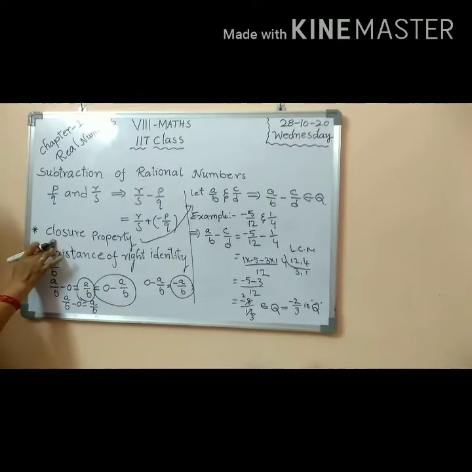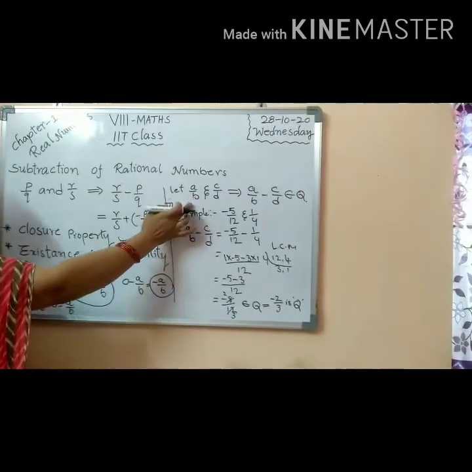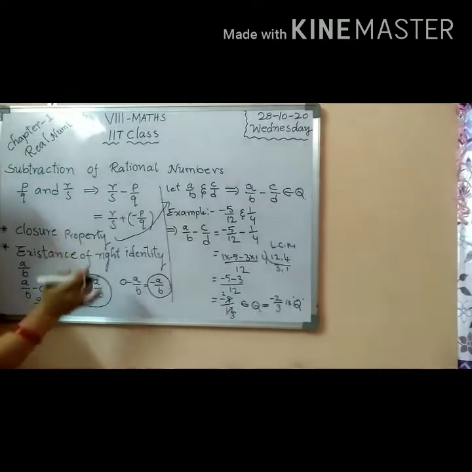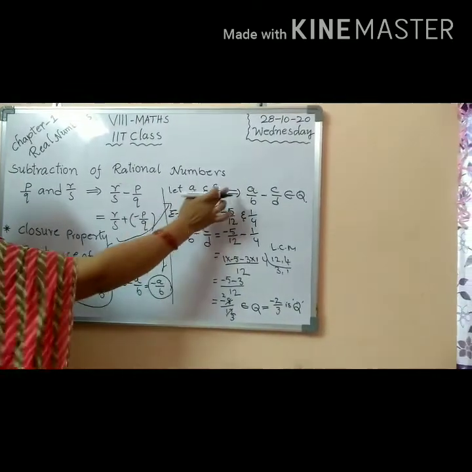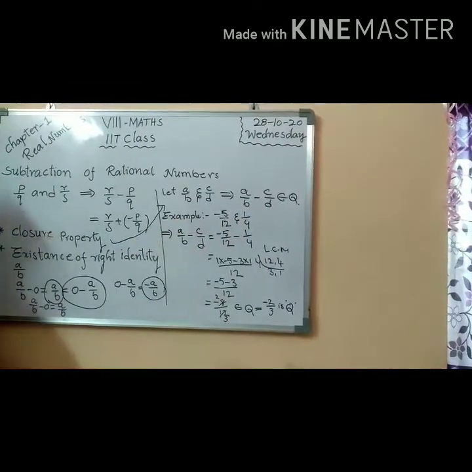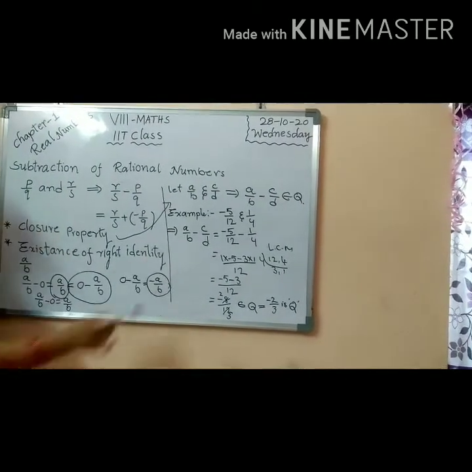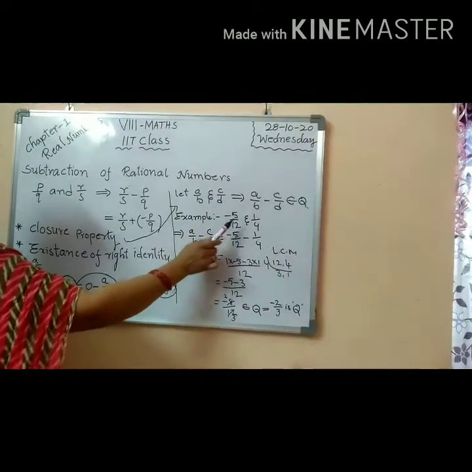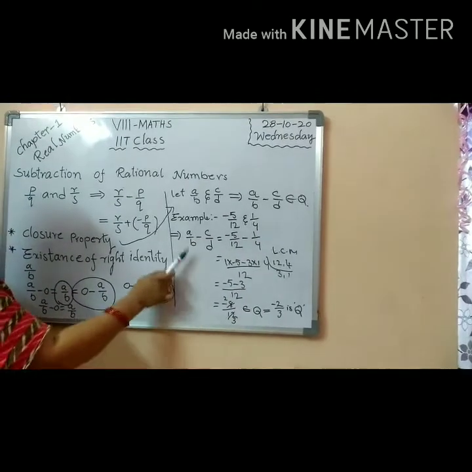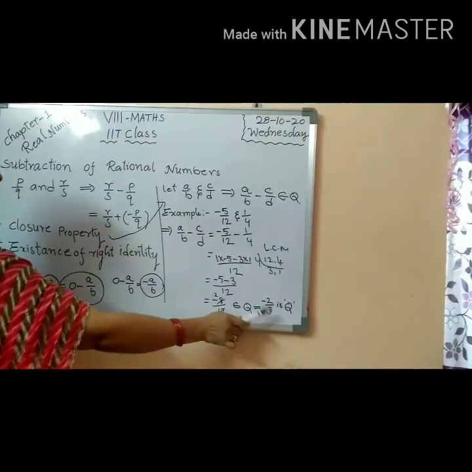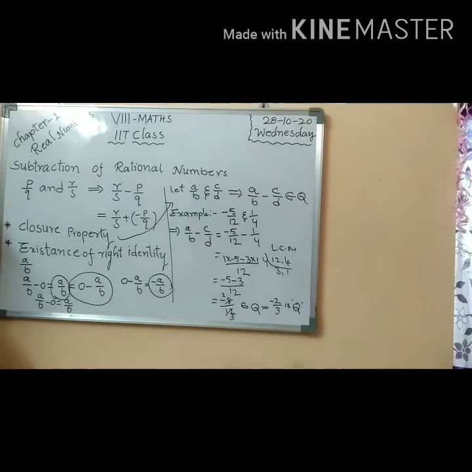What is the closure property? Let a by b and c by d be two rational numbers such that a by b minus c by d is also a rational number. For example, minus 5 by 12 and 1 by 4. Solve the problem: we get minus 2 by 3, which is also a rational number.